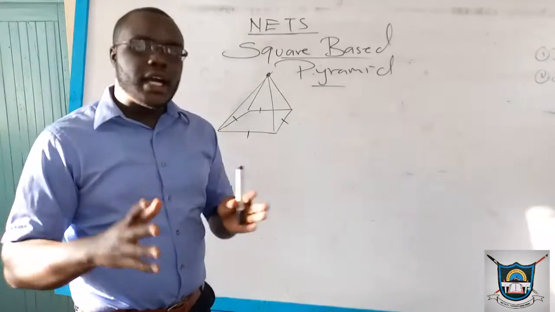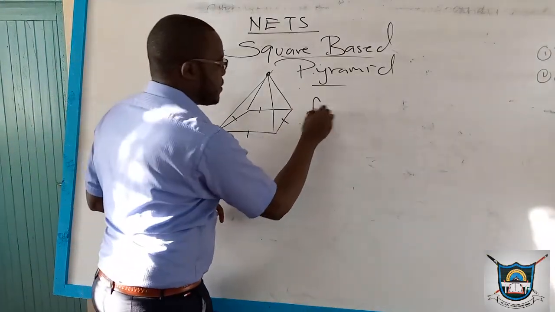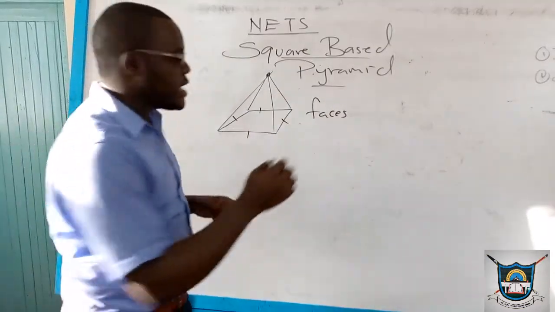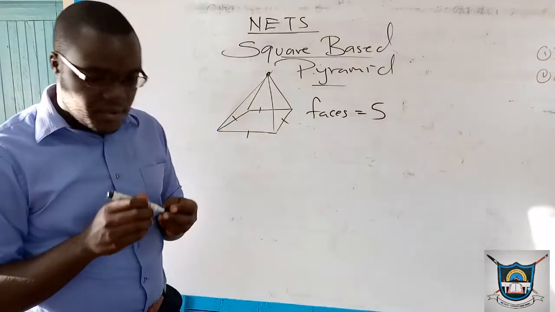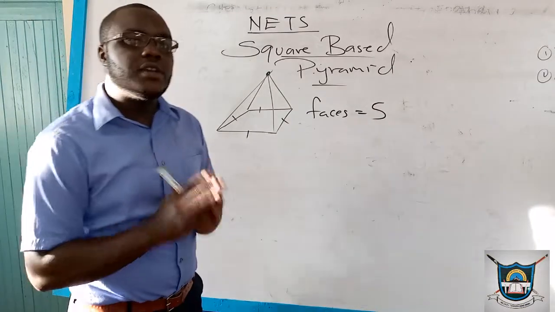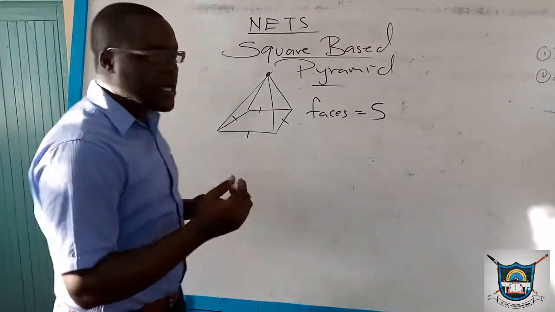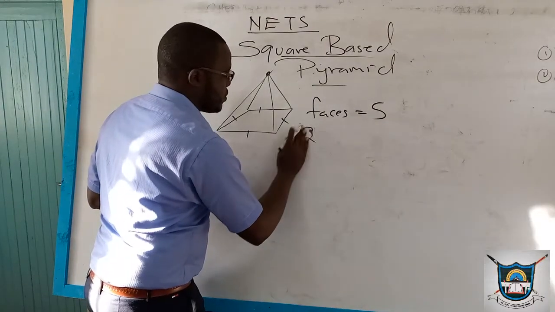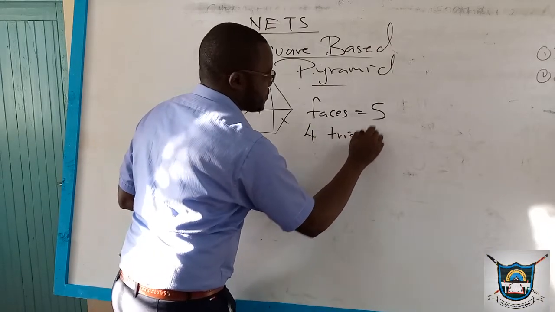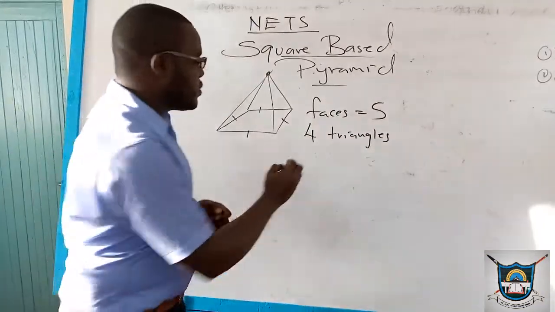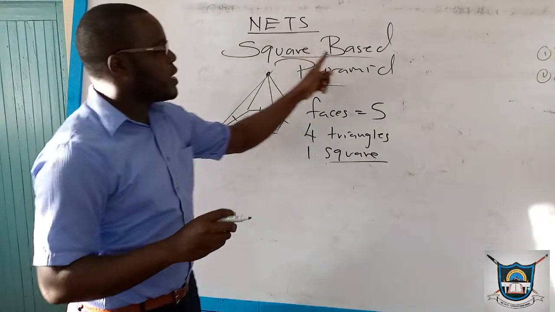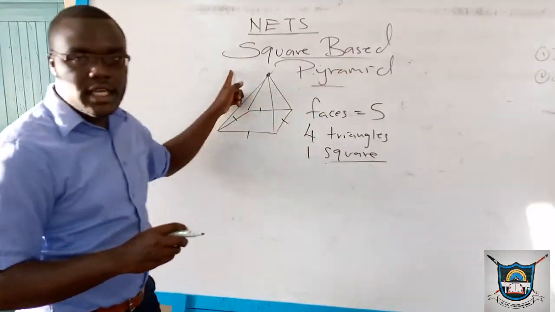When you want to make a net, we have said step 1, you must consider the faces. My example has 5 faces. However, unlike cubes and cuboids, the faces are not of the same shape. For example, there are 4 triangles that are attached to one square. And that's why we call it a square-based pyramid. The base is a square.